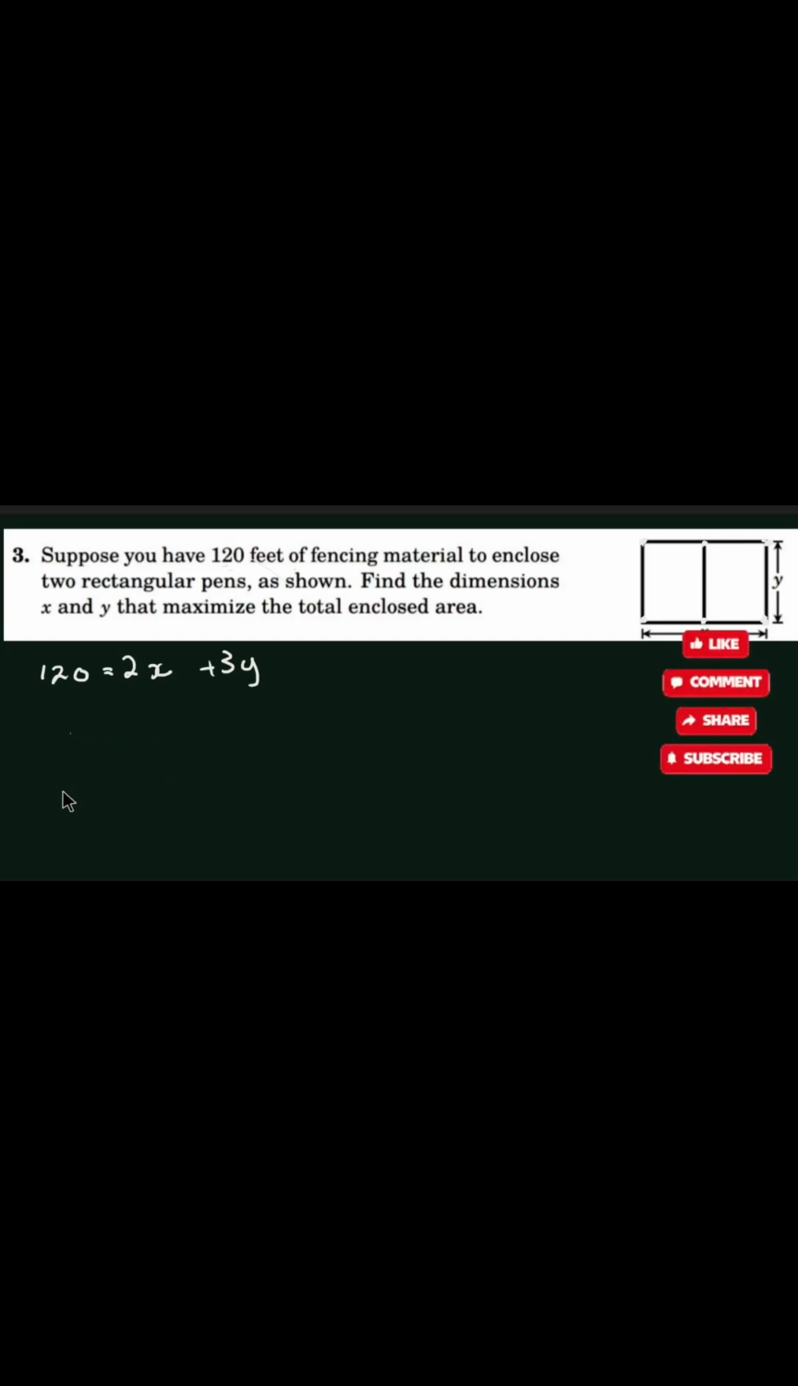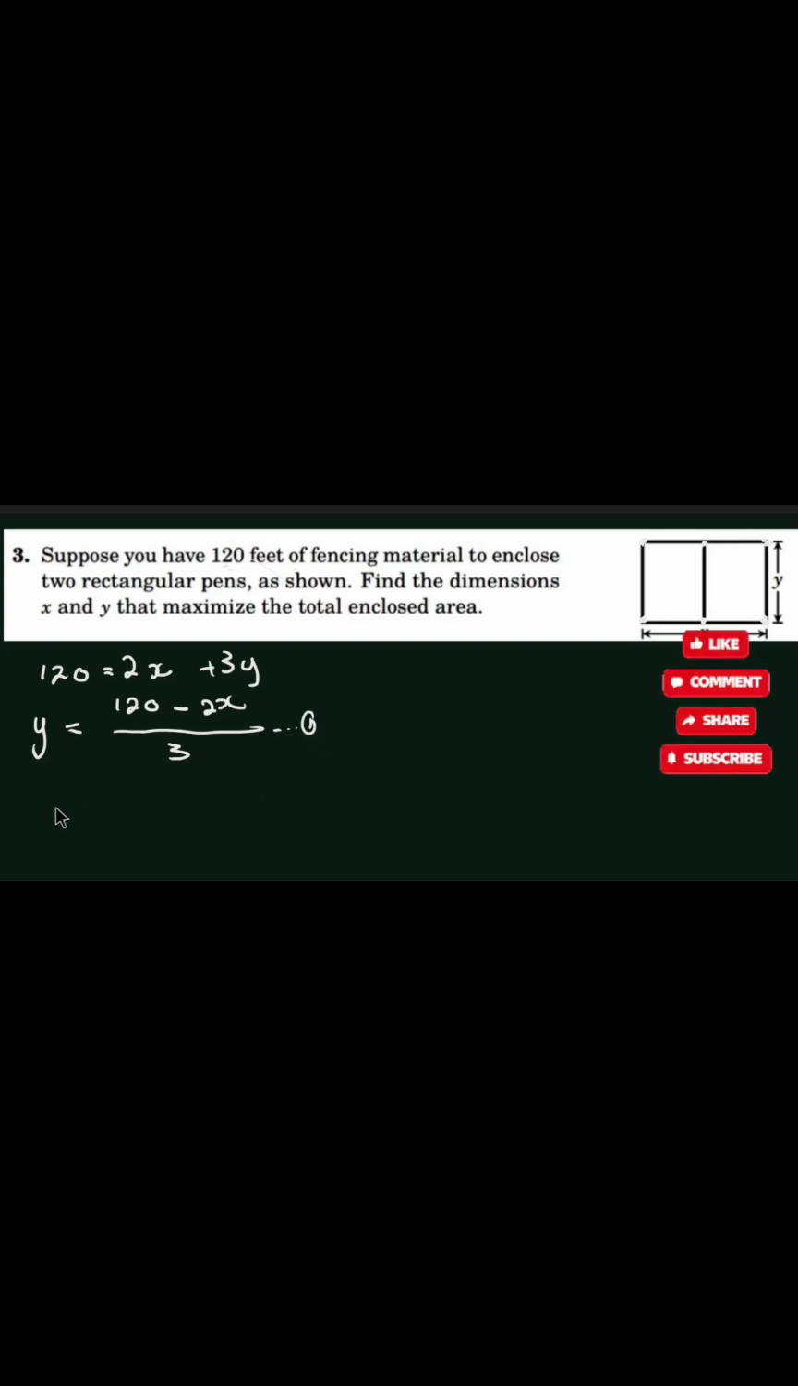Okay. So when we add there, you just take x to the other side. It's going to be negative. You divide by 3. You make y the subject of the formula. It's going to be 120 minus 2x all over 3. Right. This is your first equation.